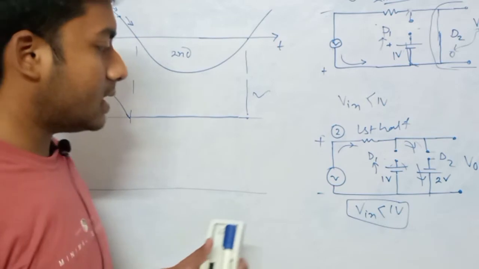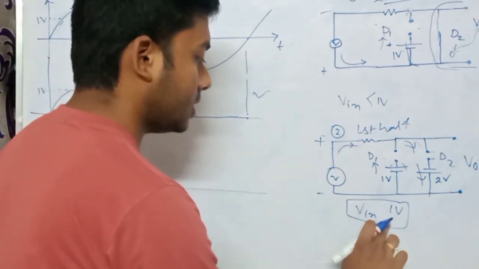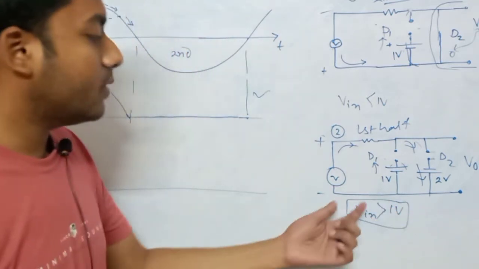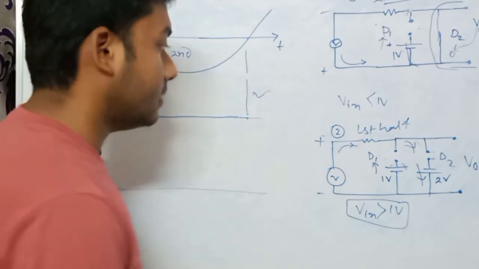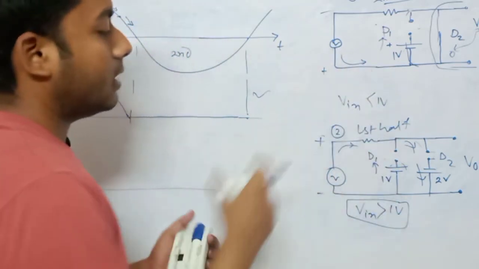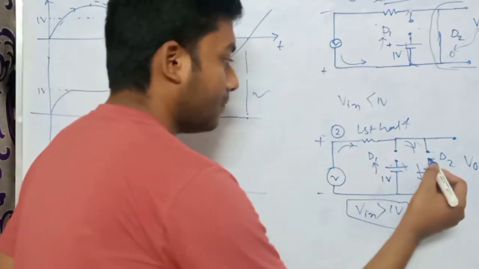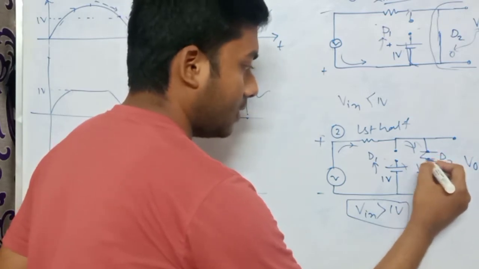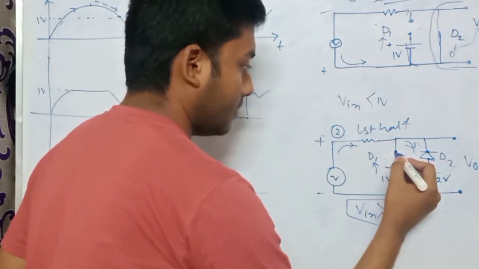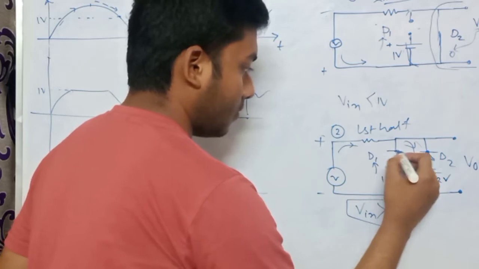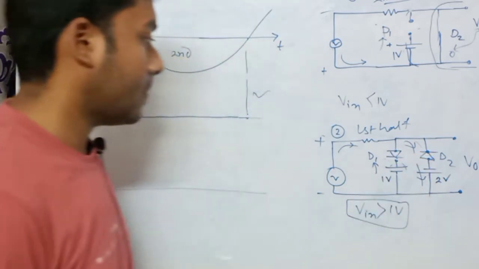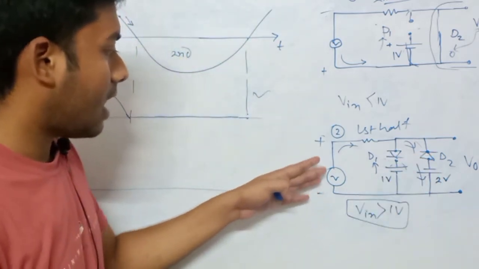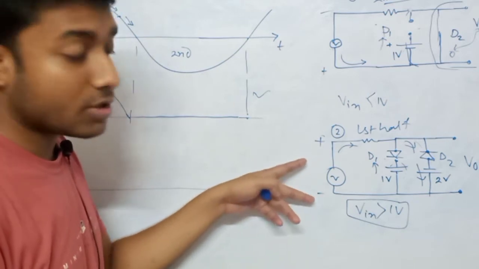Now what happens after this condition, when V input is greater than 1 volt? Then a similar type of thing happens. That is, this was our diode, and then what happens after this is that the voltage source will dominate.